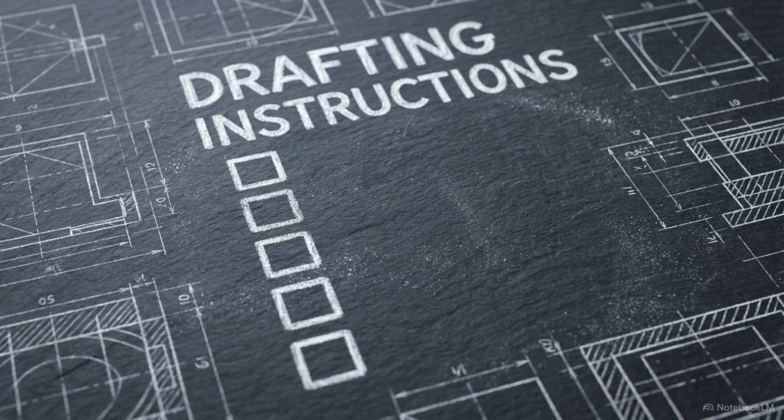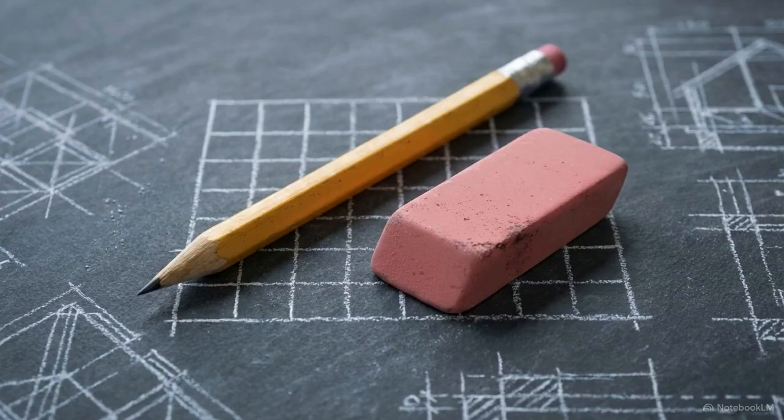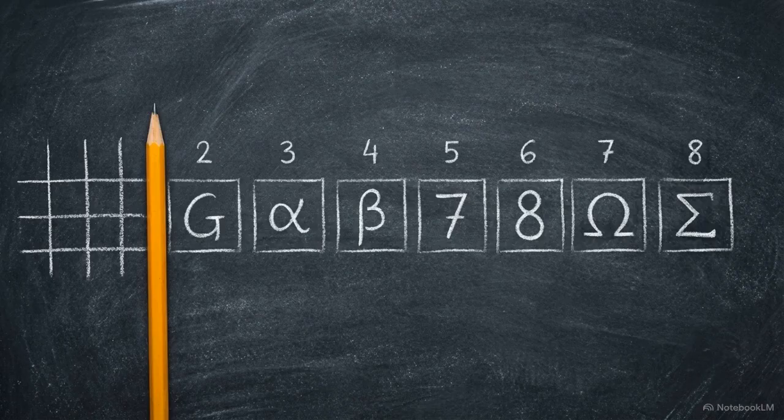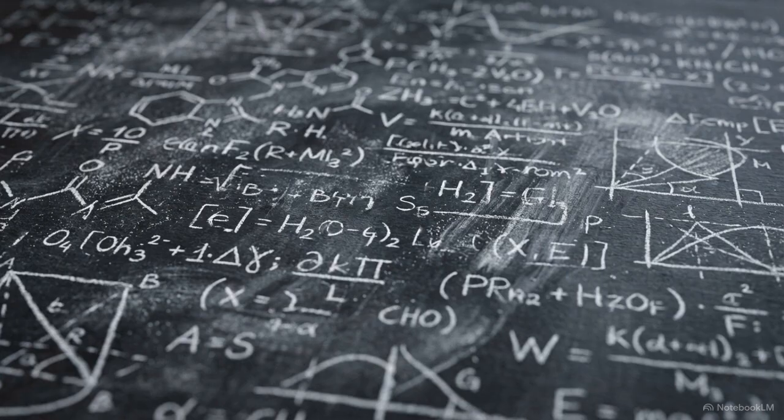Drawing an accurate one requires a strict 5-step protocol. Before we begin, you need a few physical tools. Grab a piece of paper, a pencil with a good eraser, and a standard periodic table. By physically drafting these diagrams, you can predict exactly how a molecule will behave, react, and bond, which saves you from having to rote memorize hundreds of individual formulas.